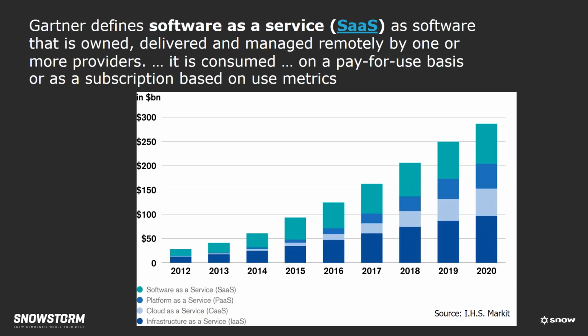SaaS is obviously growing hugely. This is some IHS market statistics, and we can see there that the green bar is the SaaS growth, the dark blue bar is the infrastructure as a service growth. In fact, I was talking to our own IT director, Alistair Pooley, and in his previous company, he went from 0% IaaS to 80% IaaS in the space of a 2-year period. And we see a lot of that everywhere, and we at Snow are doing it ourselves, right?